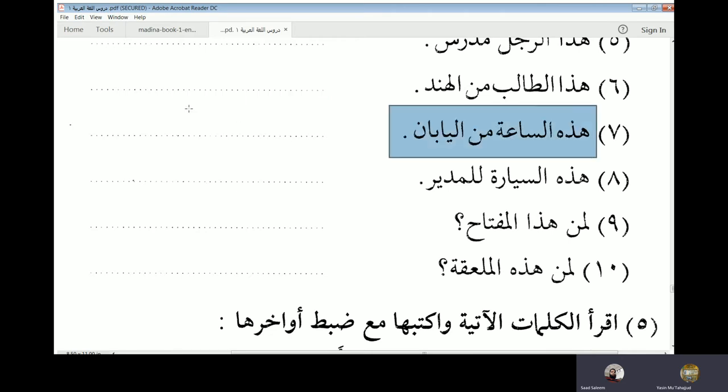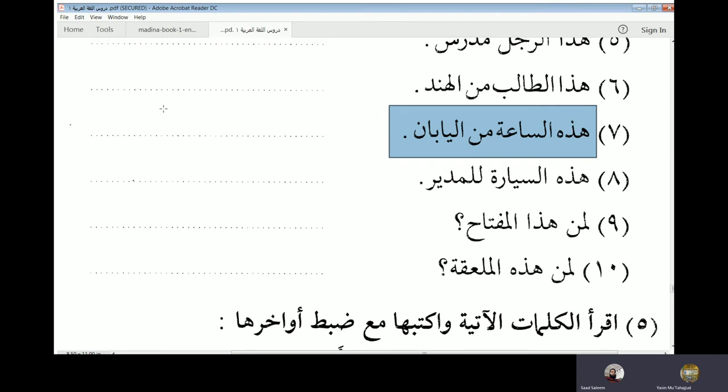Hazat-talibu. Okay. Hazat-talibul min Hindi. The student from India. It will be Hazani talibani min al-Hindi. Yes, min al-Hindi.